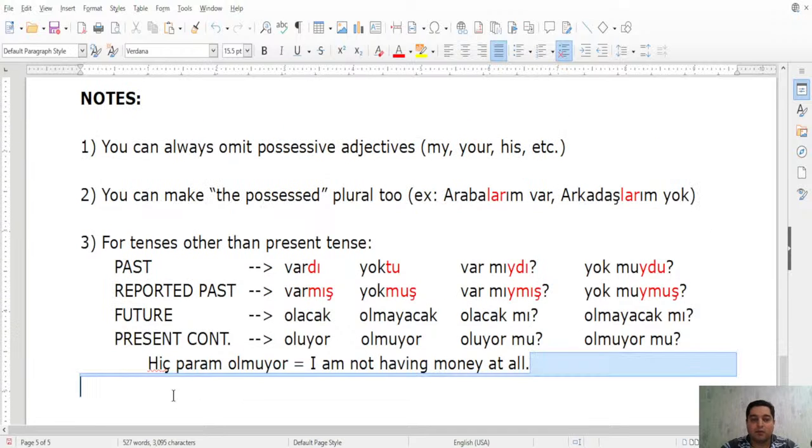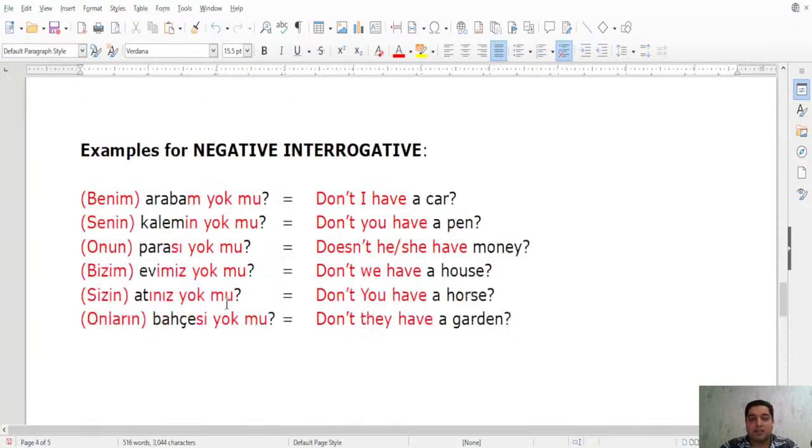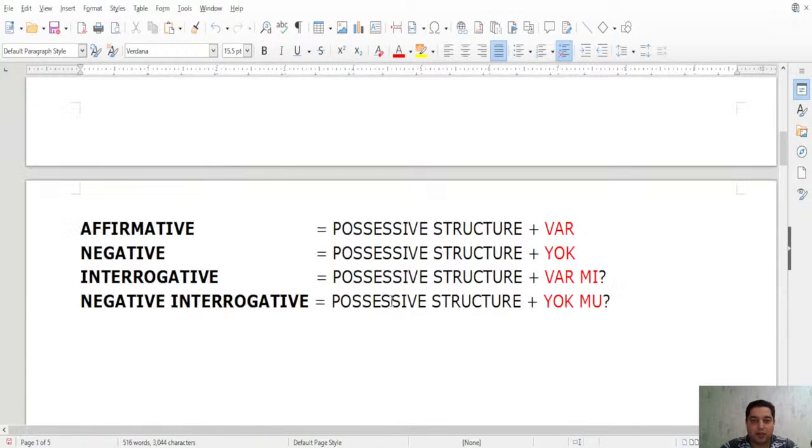And that's it basically. So these were the three notes I had for this structure. But basically, don't forget, it is all about the possessive structure plus this rule. Affirmative: if you want to say I have, you have, she has, you add possessive structure plus var. If you want to say I don't have, you don't have, she doesn't have, you use possessive structure plus yok. It's all about the present tense. Interrogative: possessive structure plus var mı, and negative interrogative, possessive structure plus yok mu.